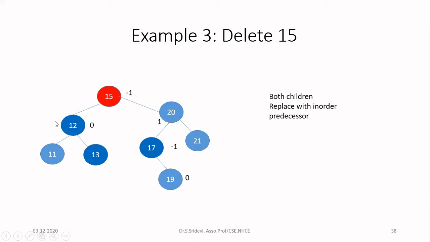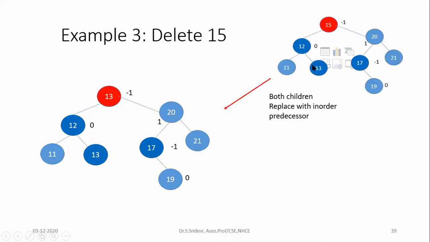So this is my left subtree. In this, the greatest node is 13. So choose 13 and replace 15 with 13. When we do that, this 13 will be here. At the same time, its value will also be copied to 15. So you will have 13 here as well as here. Now what we have done, we have deleted 15 from the tree.